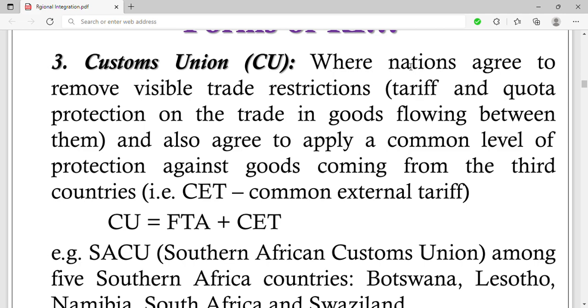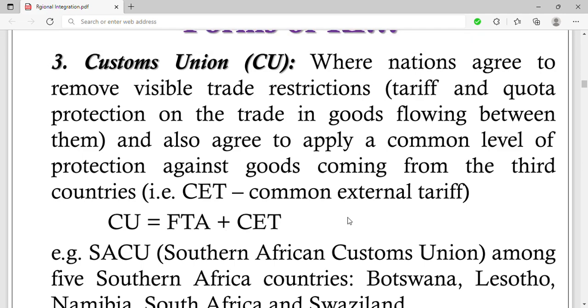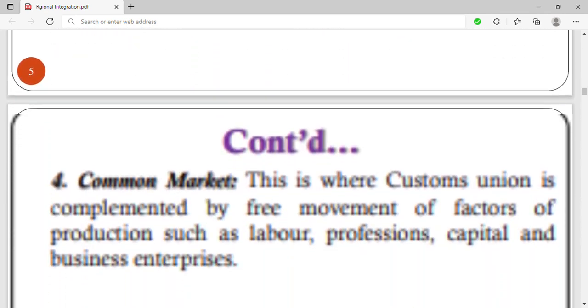Nations agree to remove visible trade restrictions and also apply a common level of protection against goods coming from third-party countries. And customs union is a combination of free trade area and common external tariff. That is the customs union, the third form of regional integration.